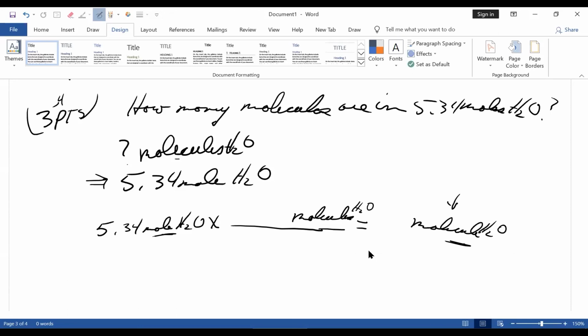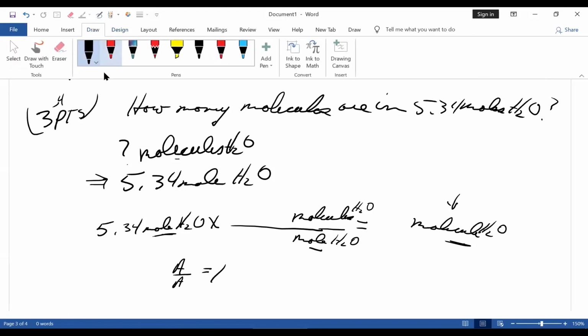You look at what units don't you want? Moles of water. I don't want that in mine. Now, let me remind you, anything divided by itself equals the number 1. So moles of water divided by moles of water cancel out. What units am I left with? Molecules of water.